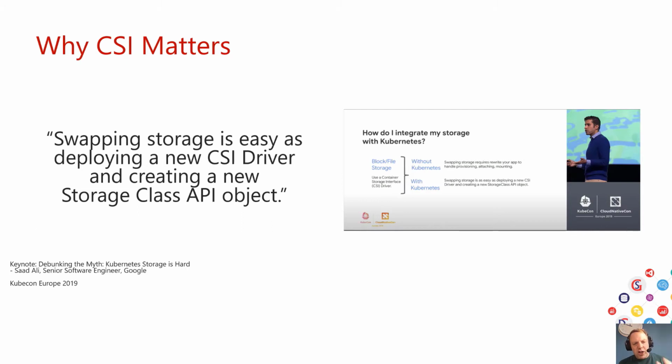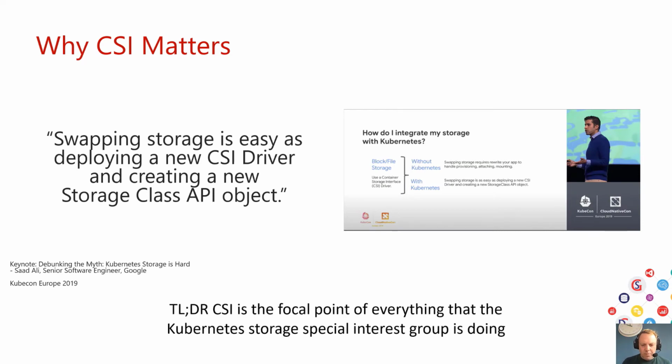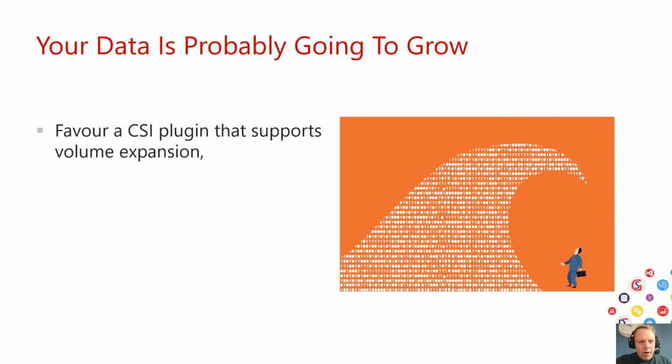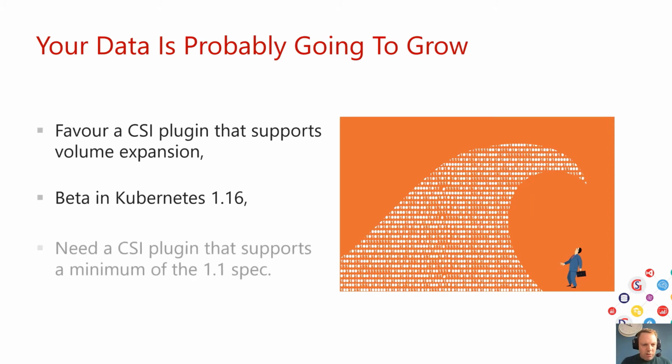You deploy your CSI compliant plugin, that gives you a storage class. The storage class is what you use in your deployment configuration for your big data cluster. Your data is probably going to grow. So what I would recommend is that you favor a CSI plugin that supports volume expansion. This is beta in Kubernetes 1.16. Ergo, you need a minimum version of Kubernetes of 1.16 also.